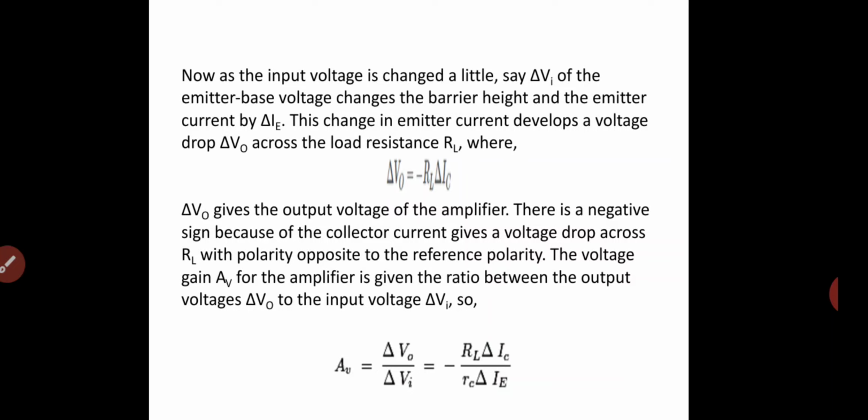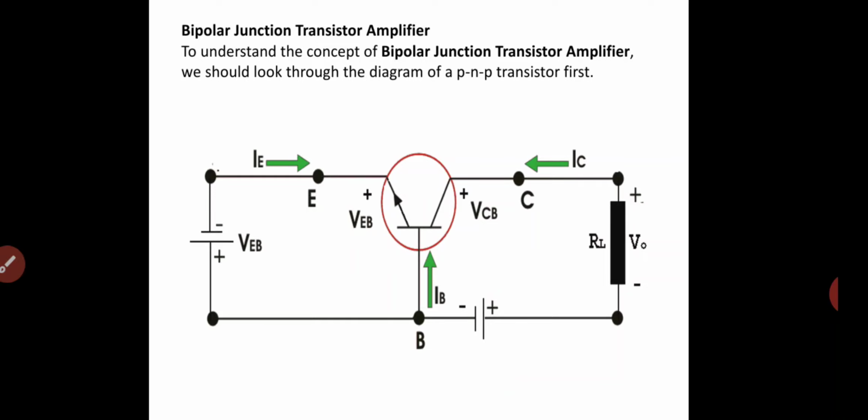This change in emitter current develops a voltage drop, del V node, across the load resistance. So the output voltage depends on RL into del IC, because when input current flows, then output current flows. This gives the output voltage of the amplifier. There is a negative sign because the collector current gives a voltage drop across RL with polarity opposite to the reference polarity. So RL is here because the voltage is plus minus.